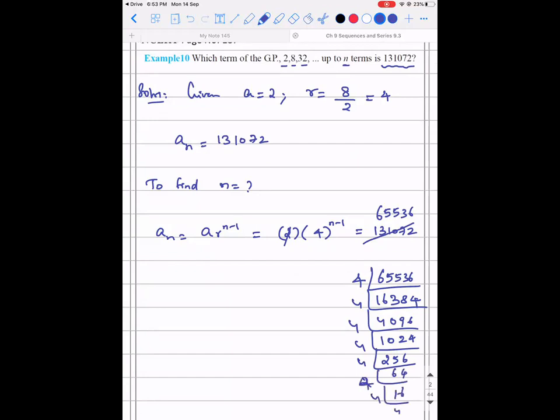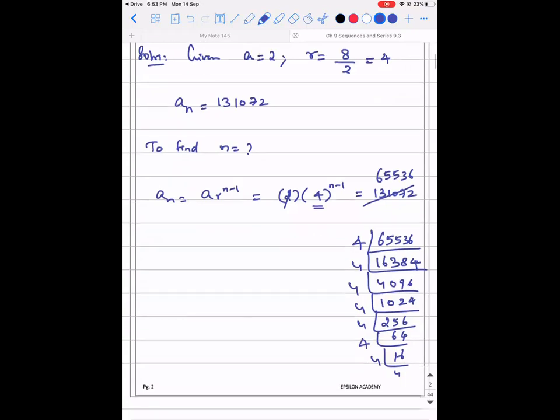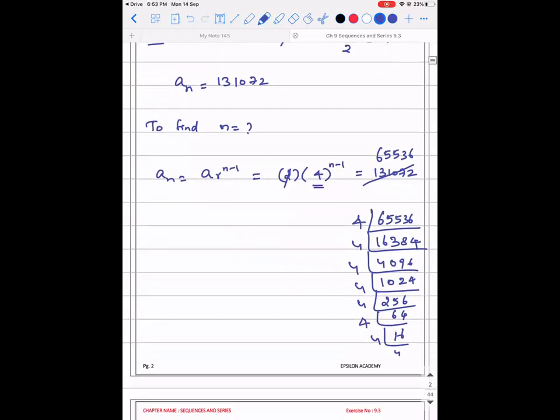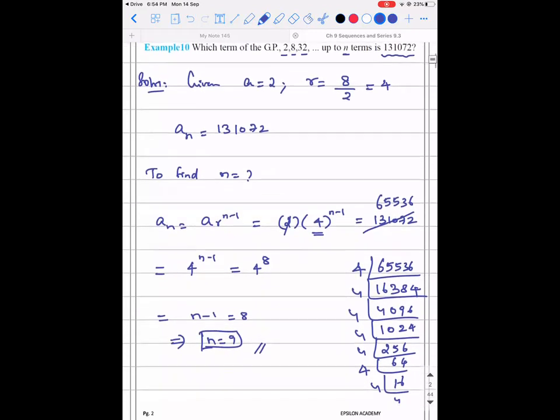So why did I divide it with 4? We did prime factorization, because on the left hand side the base is 4. So we want to write it as 4 power something on the right hand side, and then equate. So 4 power n minus 1 is equal to 4 power 8. Right? 1, 2, 3, 4, 5, 6, 7, 8. So n minus 1 is equal to 8, which implies n is 9. So the ninth term in the sequence will be 131072.